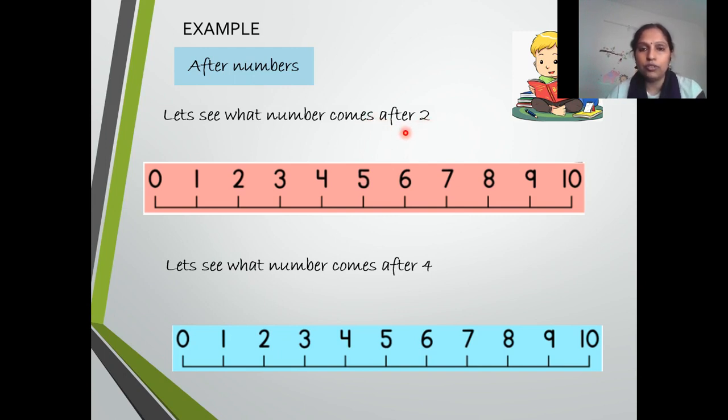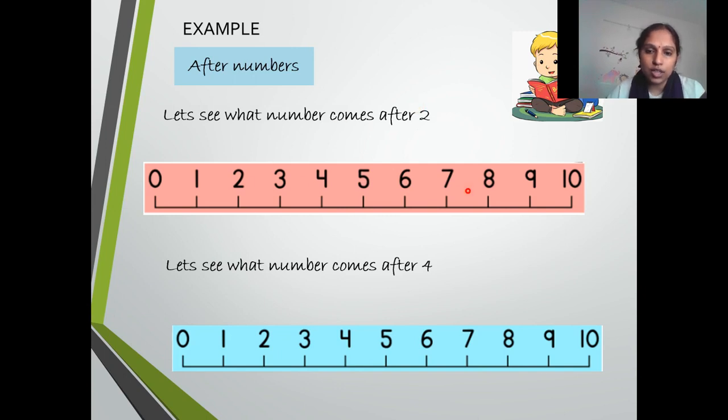So we are going to find the number which comes after 2, or which comes next to 2. Right? Okay, now tell orally and see which number comes next to 2. 1, 2, 3. So what comes after 2? 3. Right? So 3 is the after number. This is one way of finding. What is the other way?